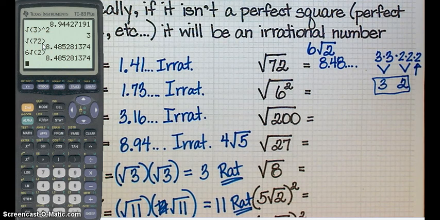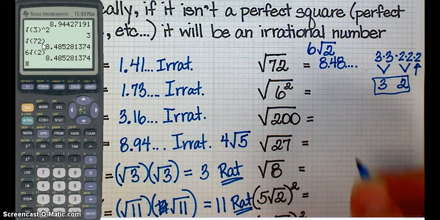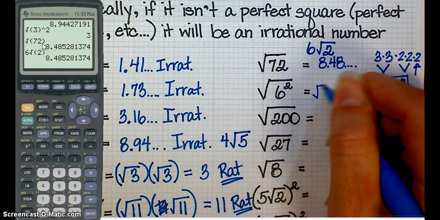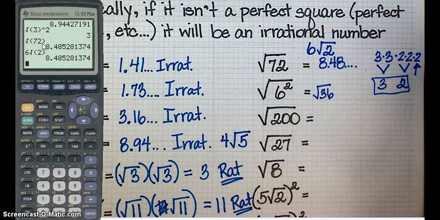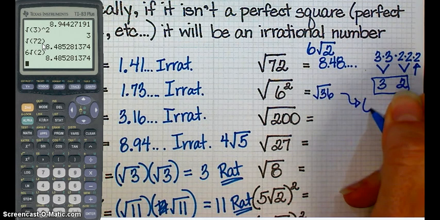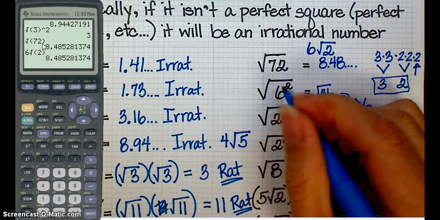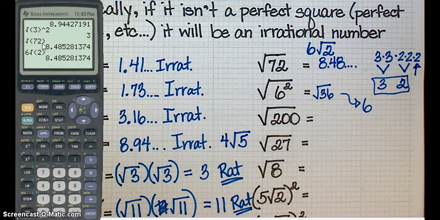Okay. All right, the next one says the square root of 6 squared. Well, 6 squared is 36. So basically you're saying, what is the square root of 36? Well, the square root of 36 is 6. Technically, it could be negative 6 also, but they didn't have a negative 6 in here. So square root of 6 squared is just 6.